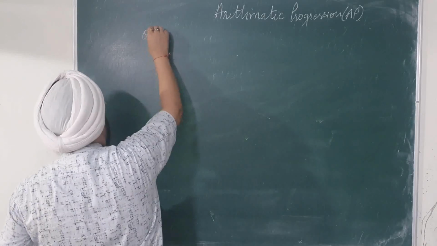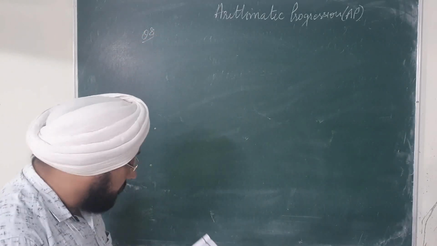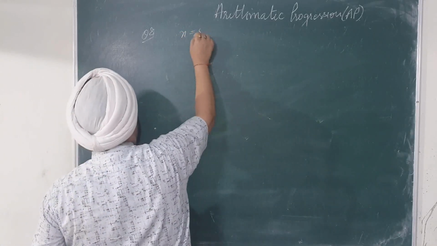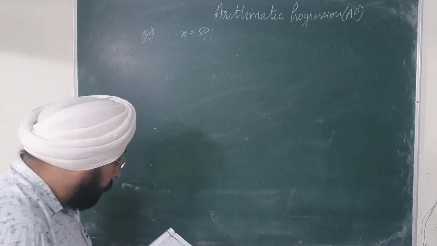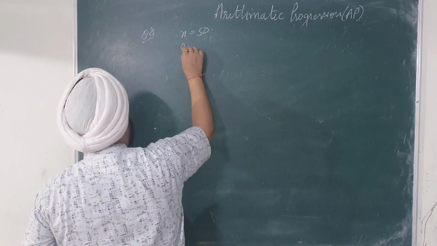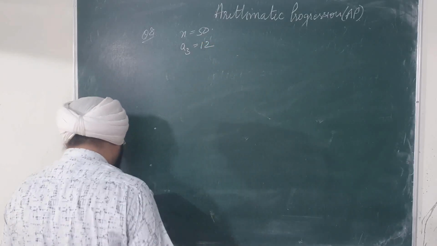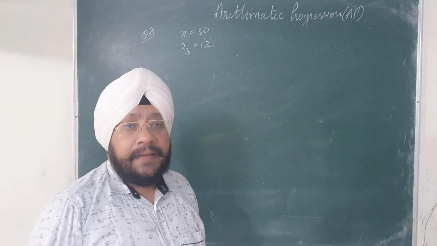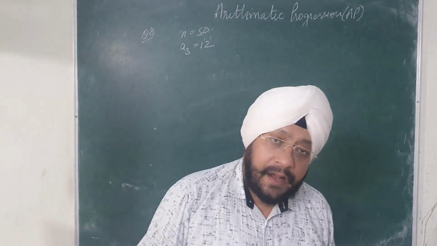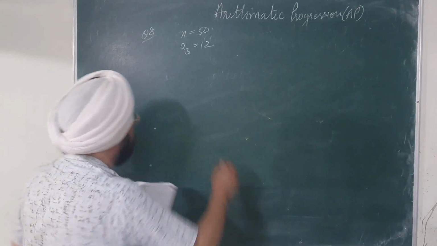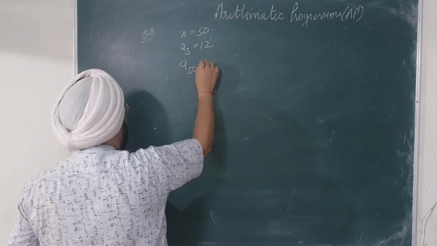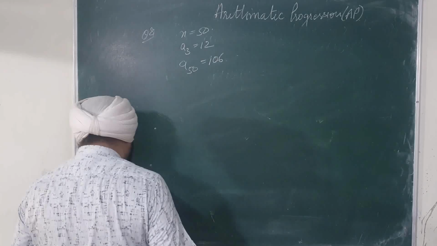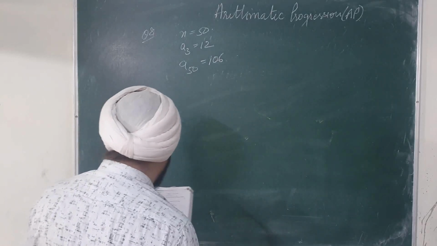Now what is sum number 8? Sum number 8 is an AP consisting of 50 terms, meaning we are given n is equal to 50, whose third term is given as 12, and the last term is 106. Since we have a total of 50 terms, the last term must be the 50th term. So the 50th term is given as 106, and we have to calculate the 29th term.